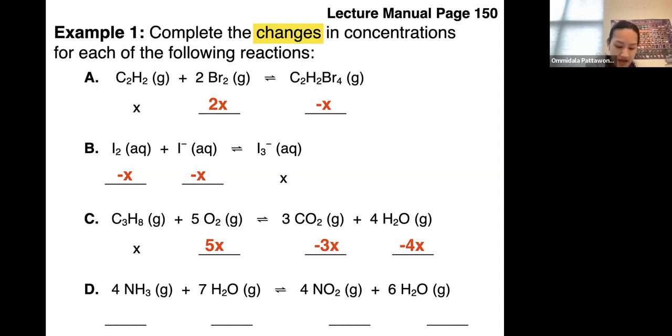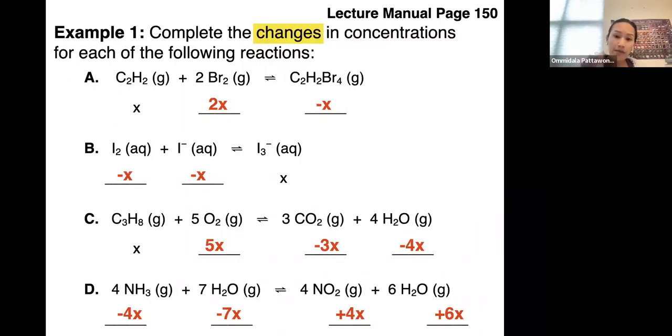Now for D, what happens if there is nothing given to us? In this case, if nothing is given, we are going to assume that over time the reactant decreases, because we're always going to start with the reactant. So the reactant would be negative, and the product would be a positive change. Again, the changes in concentration here follow the stoichiometry between each species within the chemical equation.